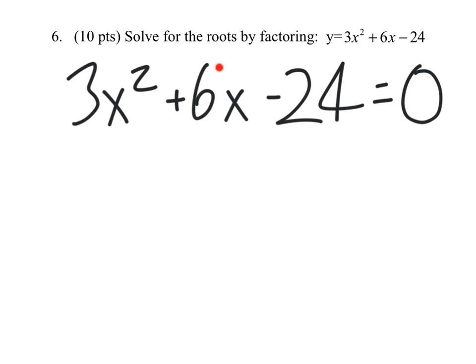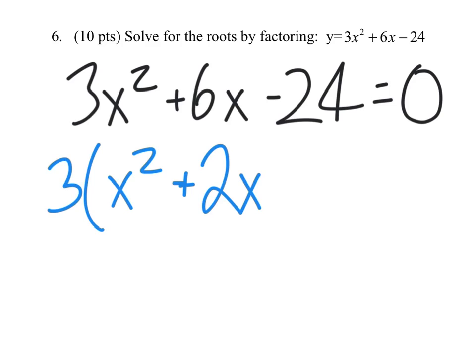But what about 3, 6, and 24? Yeah, we can factor out 3, so let's do that. We're going to factor out 3 from each of these terms, so it's going to leave us with x squared in the first term. 3 times what gives us 6x? Simply 2x. And then 3 times what gives us negative 24? Negative 8, right?